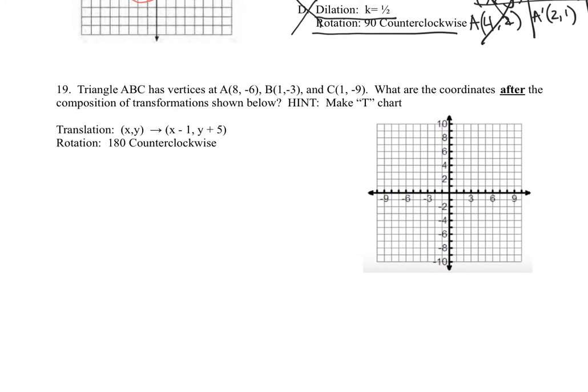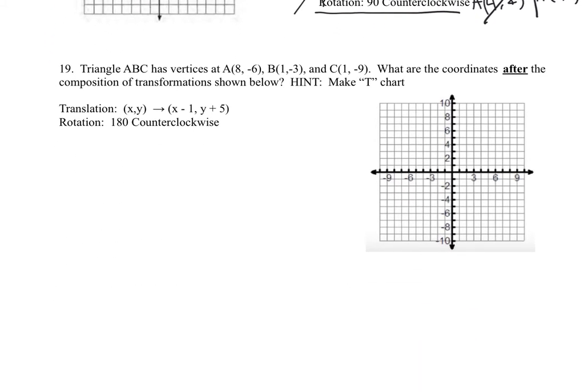All right, for number 19, triangle ABC has vertices at A, 8, negative 6, B at 1, negative 3, and C at 1, negative 9. What are the coordinates after the composition of transformation shown below? Hint, make a T-chart. Now this problem gives us a graph. Technically we don't need to use it because it's not saying graph. And for this translation and rotation, we can just use a T-chart anyways. So we're gonna go straight into that.